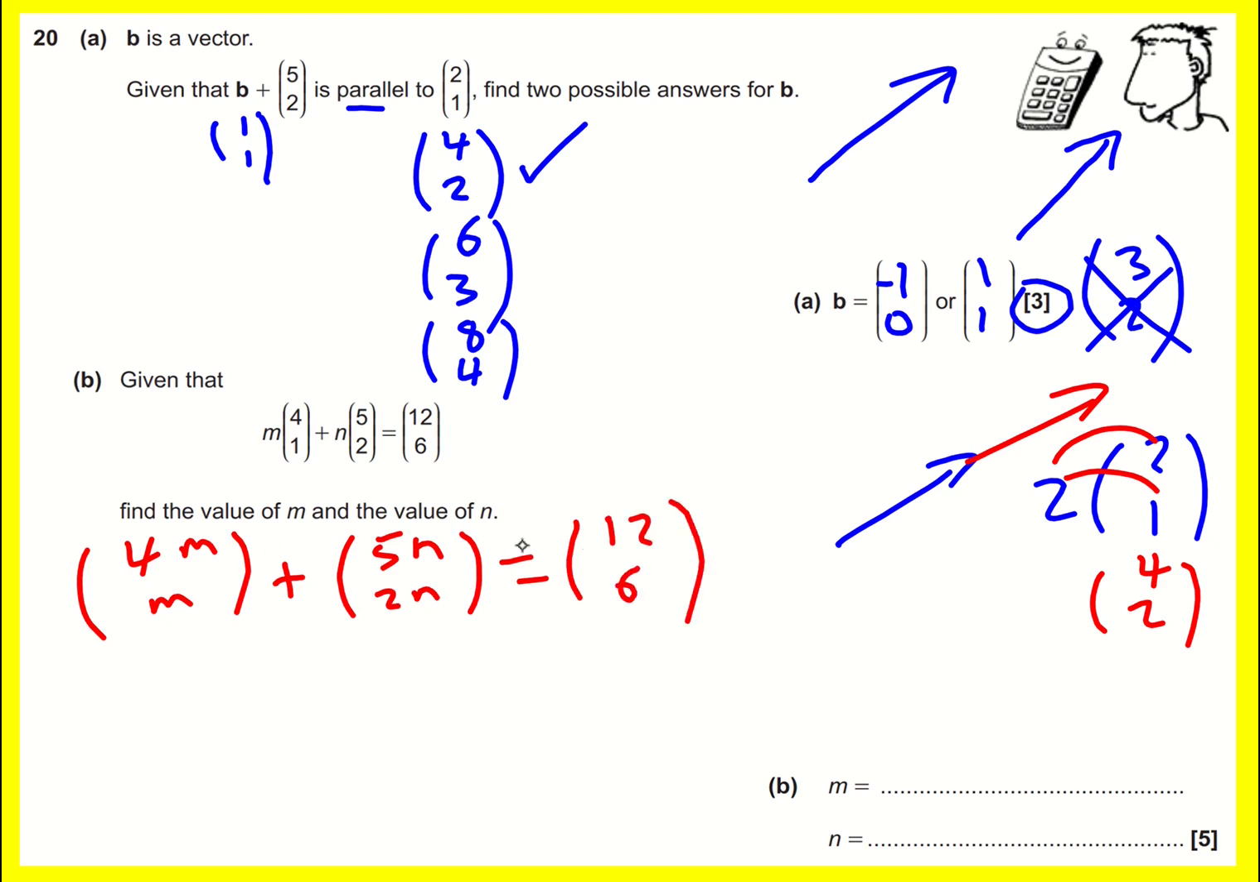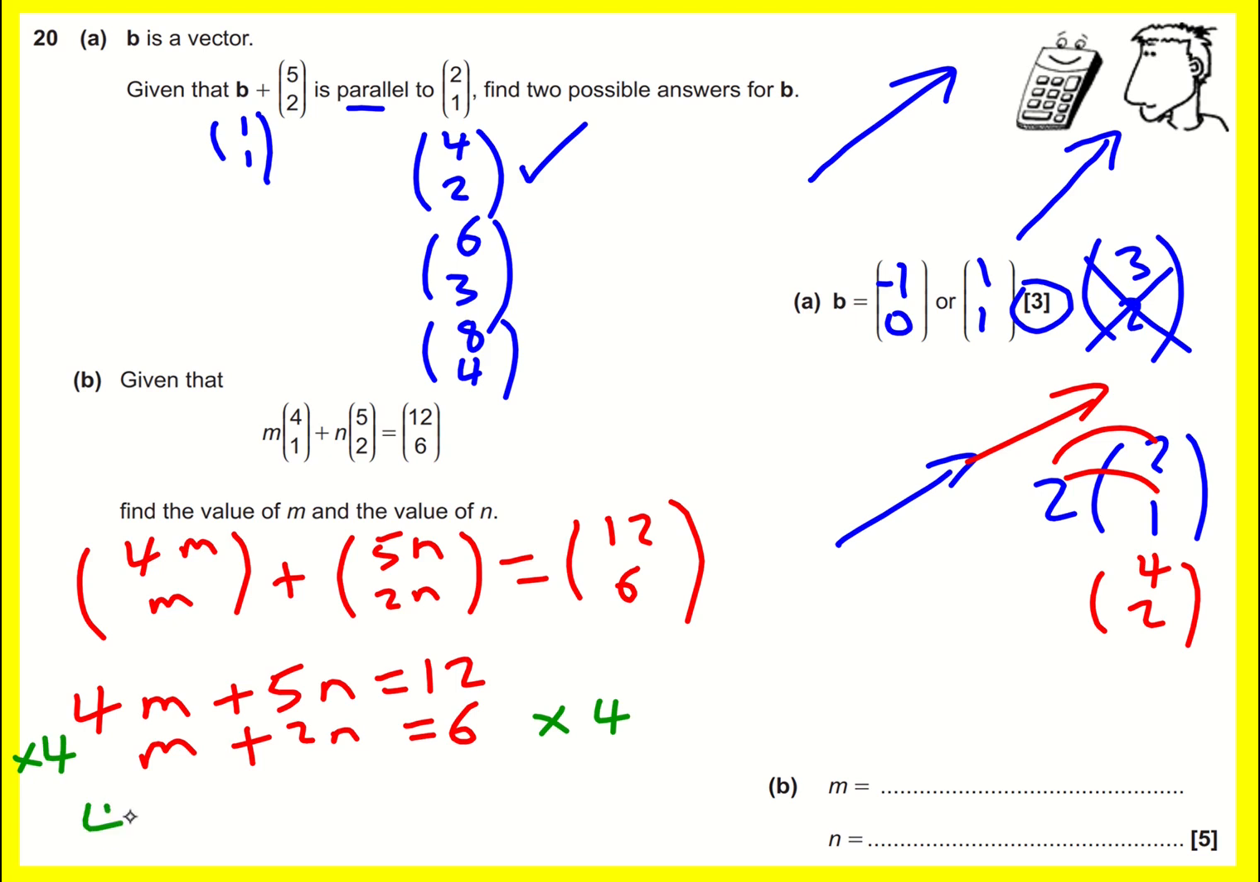And it must be that the x parts of the vectors are equal. So 4m plus 5n equals 12. And it must be that the y parts are equal. So m plus 2n equals 6. And what we get are simultaneous equations. I think it's just going to be easiest to simply multiply this one by 4, because then I make the m's the same.